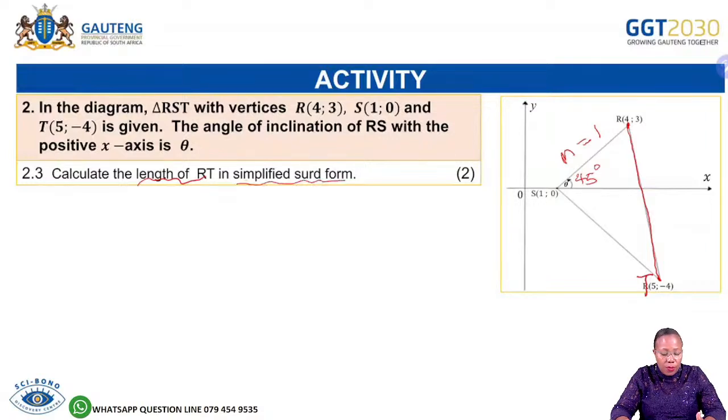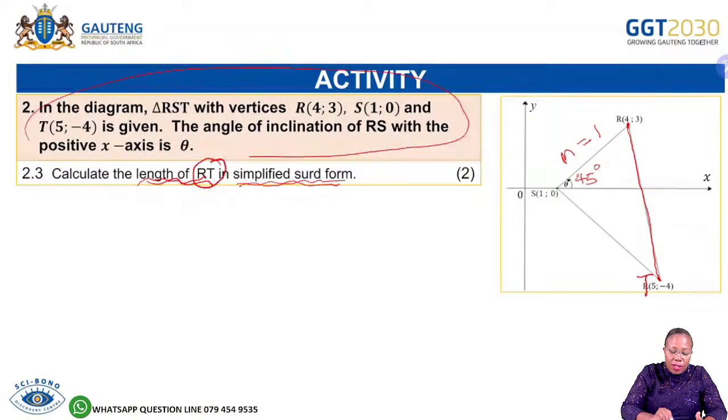Right, we are looking at the calculation of the length RT in simplified surd form. It is very important, grade 12, to take out your coordinates from the given information, because you'll end up selecting wrong coordinates. So now let's bring it closer. The coordinates of R is 4 and 3, and the coordinates of T is 5 and -4.